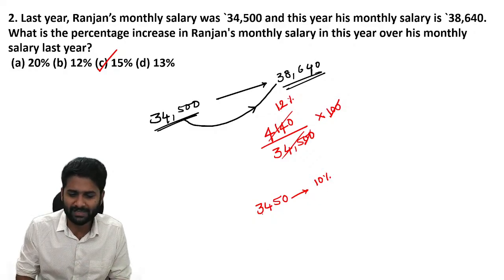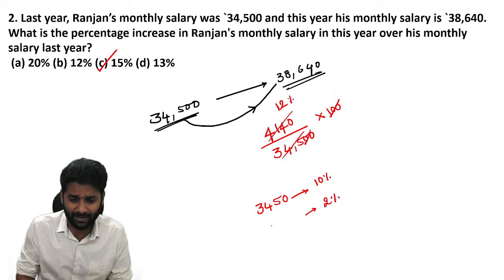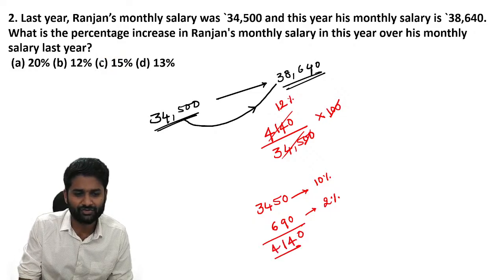Now, if 10 percent is 3,450, then what about 2 percent? For 2 percent you should divide this number by 5. If you divide by 5, it's 690, which is 6 times. If you go through that, 9 times and 0, and sum it up, it's 4,140. That's why it is exactly 12 percent.